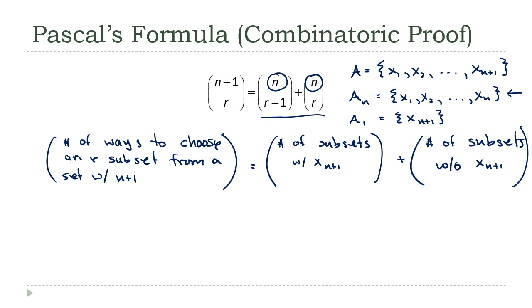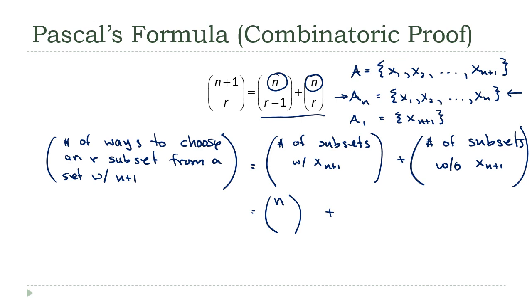Okay, so how many subsets, what's the number of subsets without x n plus 1? Well, to make that, I'm going to choose a subset of A sub n, the subset that doesn't have x n plus 1. I'm going to choose a subset of that one with r elements. Well, how many ways can I do that? How many elements are there in A sub n? Well, there's n. And I'm going to choose r of them. Okay, now how about this one? I did that backwards. Sorry, the number of subsets with x n plus 1.